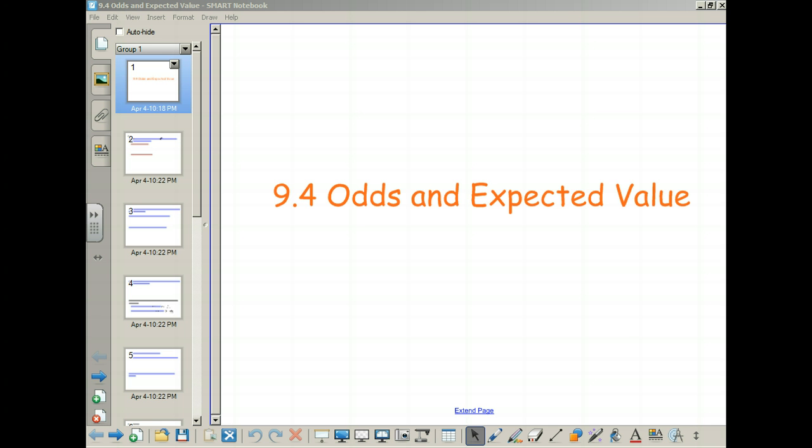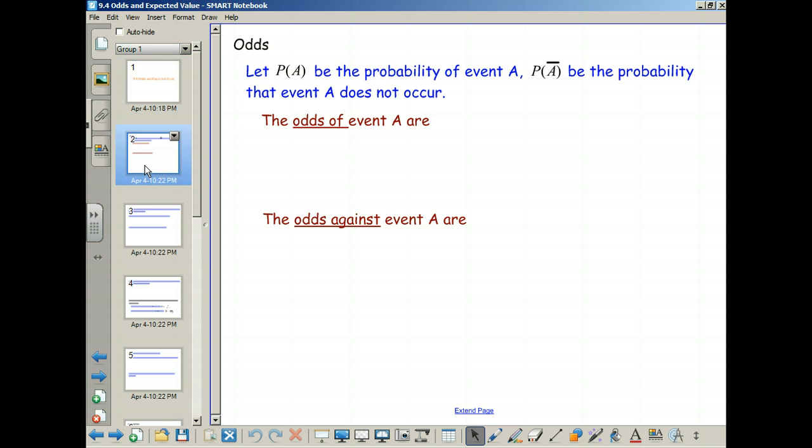So let's take a look at how they're different. They're similar, but also different. We're going to let P of A be the probability the event occurs, and P of A bar be the probability that it does not occur. Then the odds of the event happening are the probability that the event occurs divided by the probability that it does not.